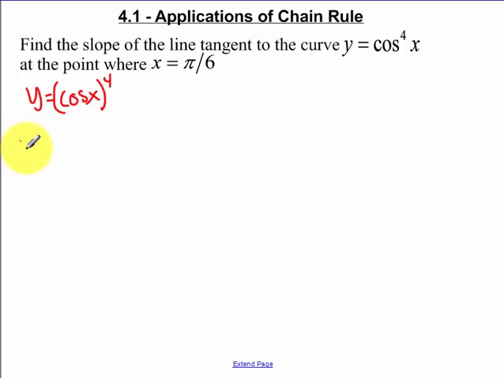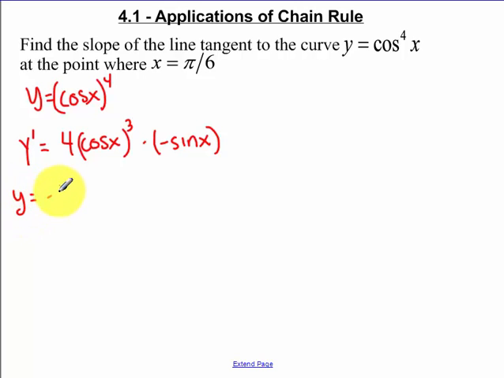Remember, slope of the tangent line, we find our derivative. So derivative of the outside function, leaving the inside function alone, and now I take the derivative of the inside function, making sure I'm putting in those parentheses, and then simplifying. When I simplify that out, I can write it like this. Now, remember that's y prime. Okay, so now I need to plug in pi over 6.